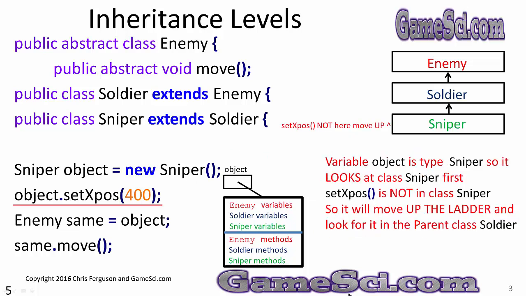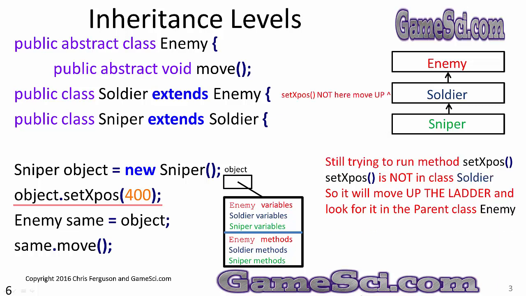Now that I have my object created, I said go to my Sniper object and set its X position to 400. What if setXPosition wasn't part of the Sniper class? The variable object is type Sniper. It looks at the class Sniper first to see if the method is there. If it does not find setXPosition in class Sniper, it will move up the ladder and look for it in the parent class Soldier. Still trying to run the method setXPosition. It is not in class Soldier, so it'll move up the ladder and look for it in the parent class Enemy. That's what happens.